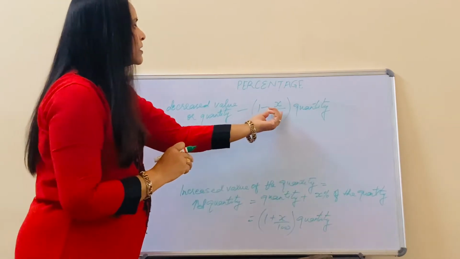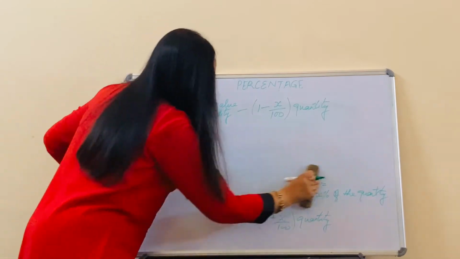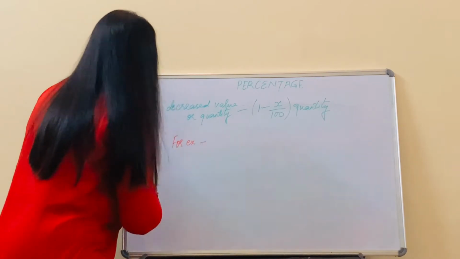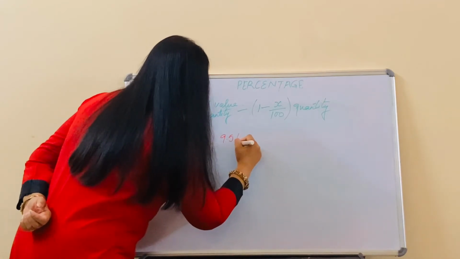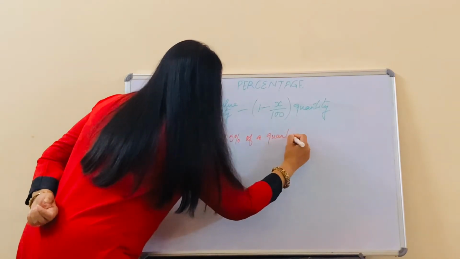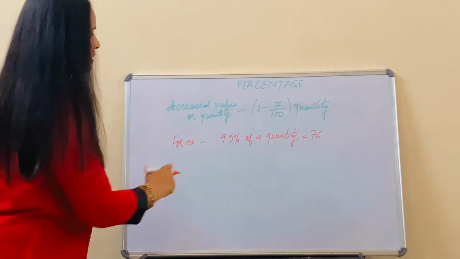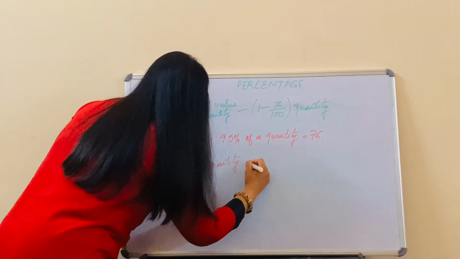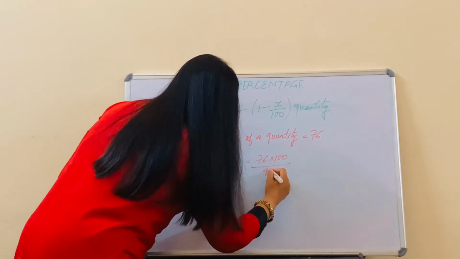Means whose value is decreased by X%. So these are the two formulas, very easy to calculate. For example, if 95% of a quantity is 76, find out the value of the quantity. So simply we can find the quantity is equal to 76 into 100 divided by 95.